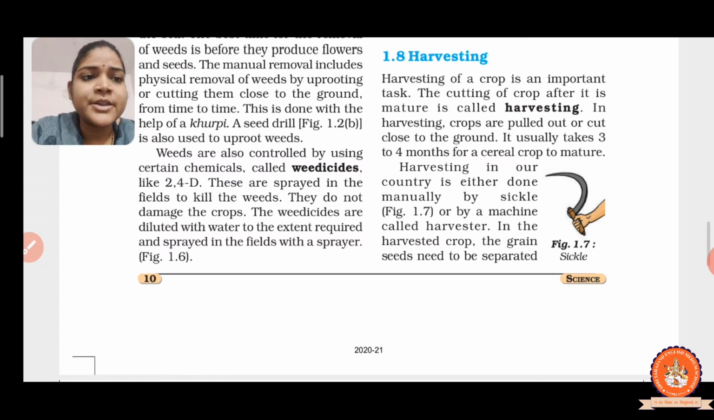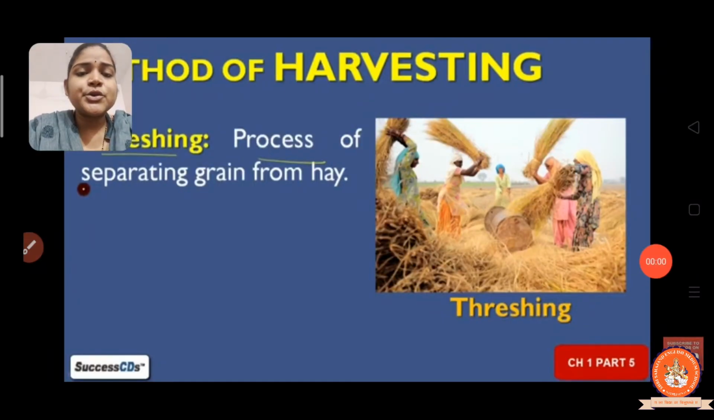Right, so there are two methods. The first one is threshing and the second one is winnowing. Now let me discuss threshing.